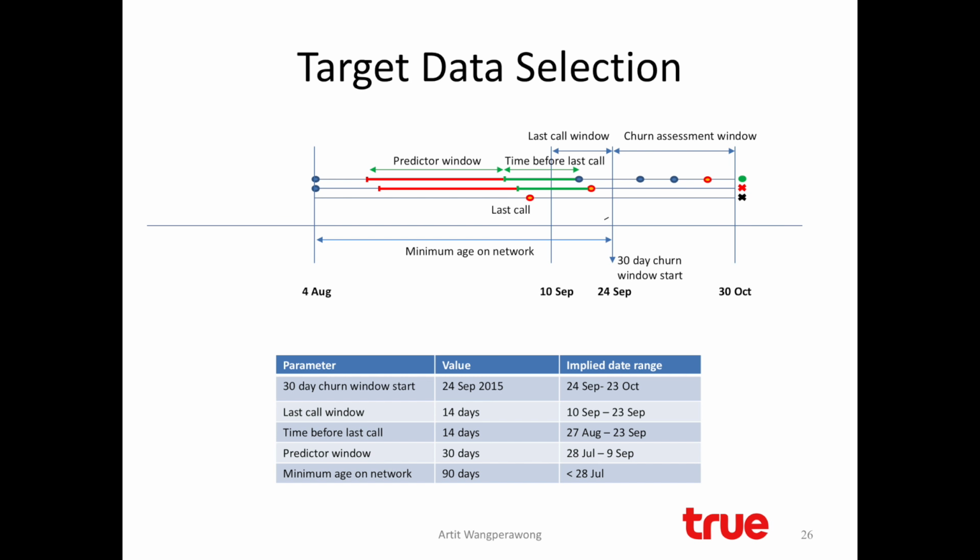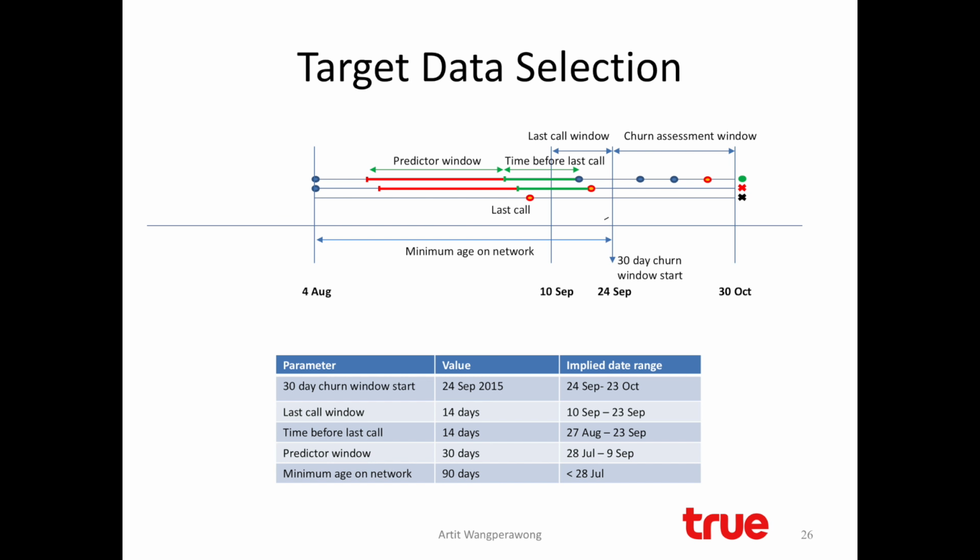So if you look at the rightmost window, this is the churn assessment window, and we're going to just use 30 days. Obviously, you can vary that around. We're going to use 30 days in this case. And we see that the first customer is active, has some activity in this 30 days, so we're going to define this customer as still active and not churned. But for the second and third customers, we're going to define them as churned because they don't have any activity in the last 30 days.